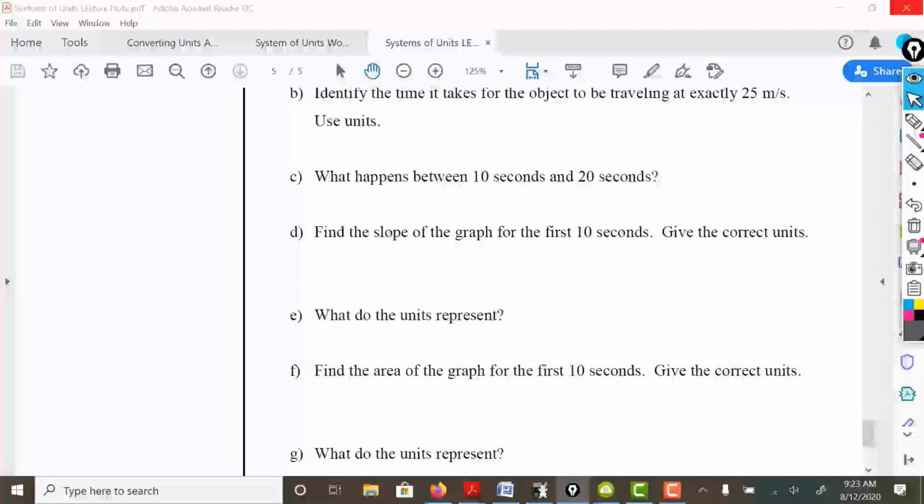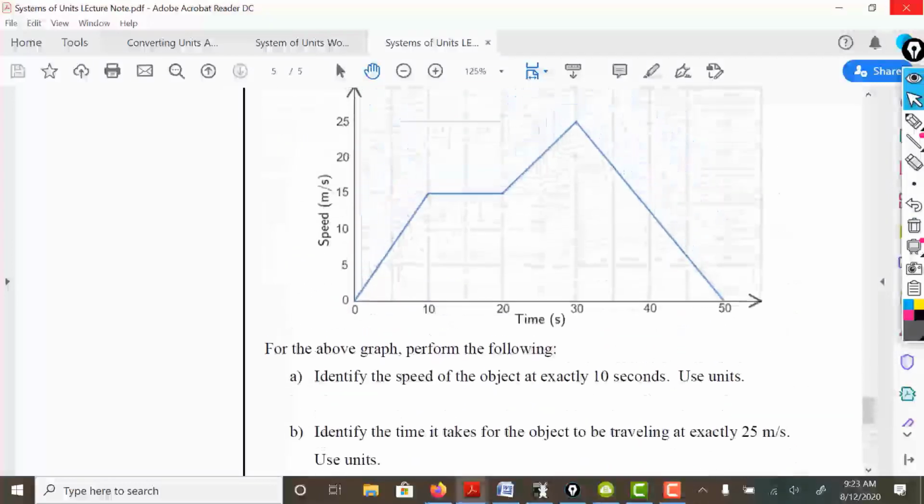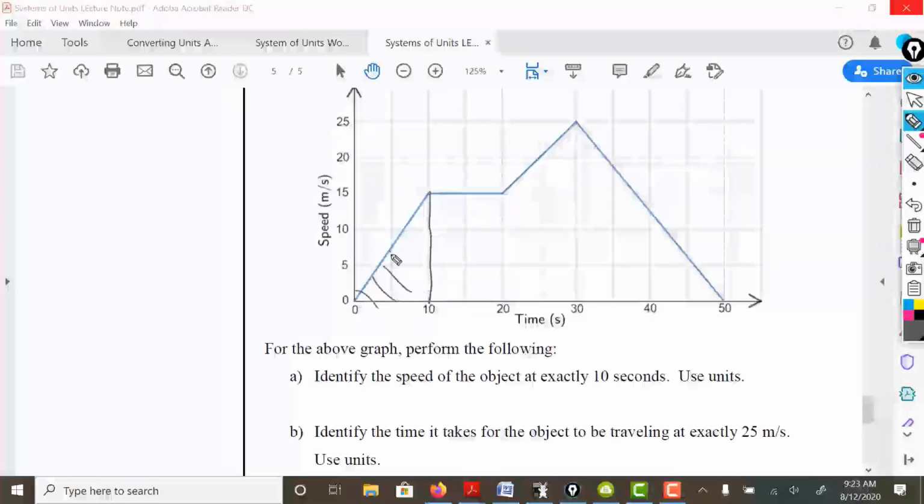Find the area of the graph for the first 10 seconds and give the correct units. Oh, we got this. This is a triangle. I can do 2 triangles. The area of this is going to be 1/2 times base times height. The base is 10, 1/2. Notice what I'm doing here. I'm writing the number with the units, seconds.